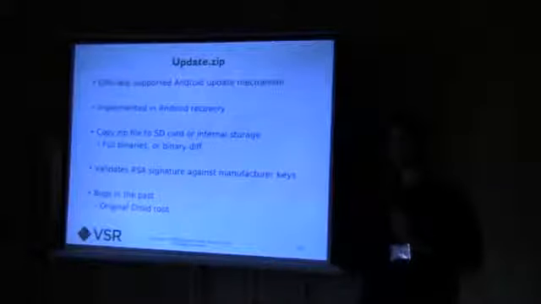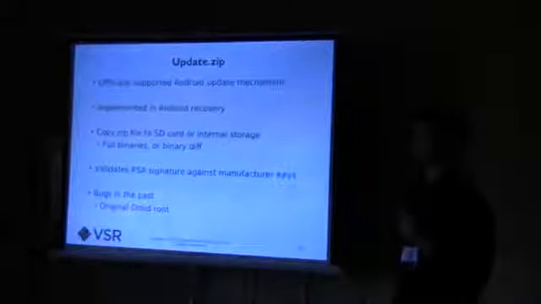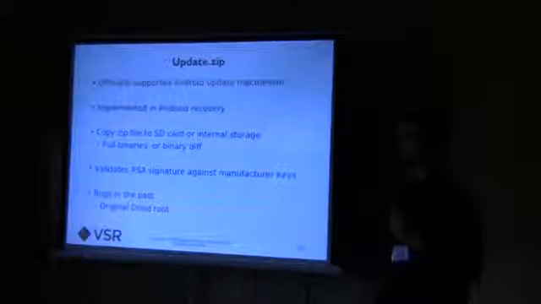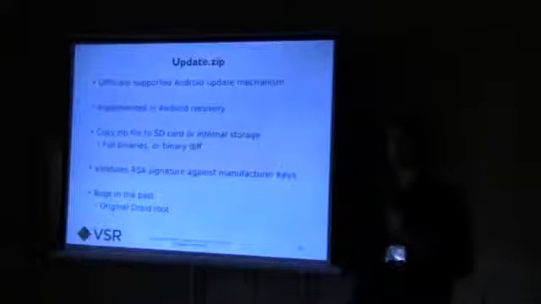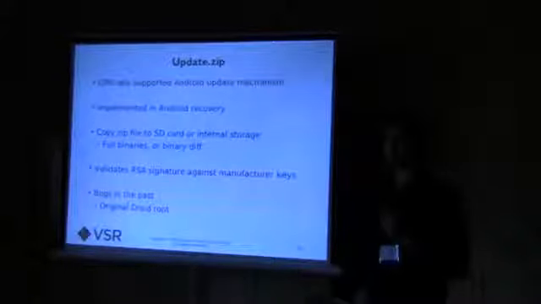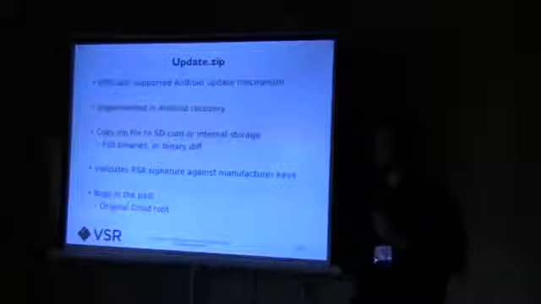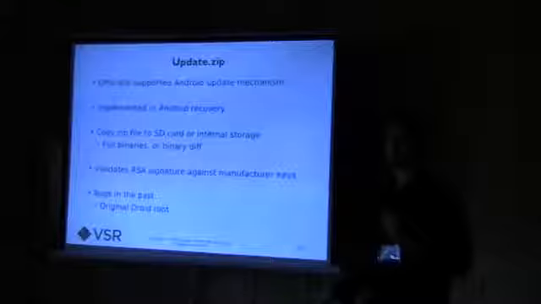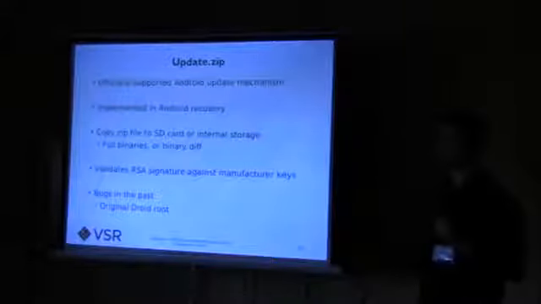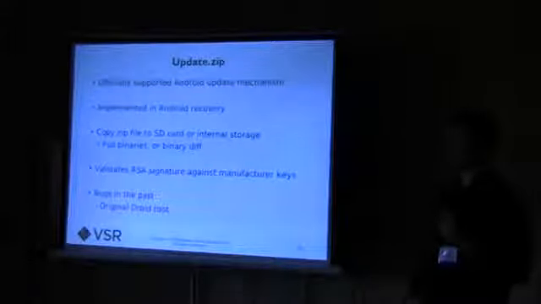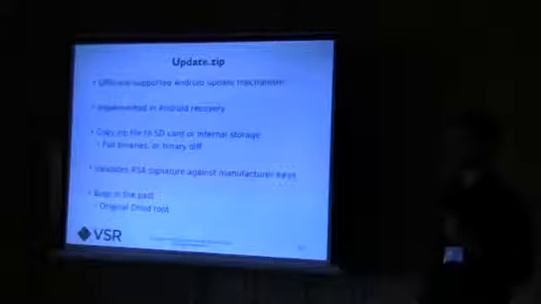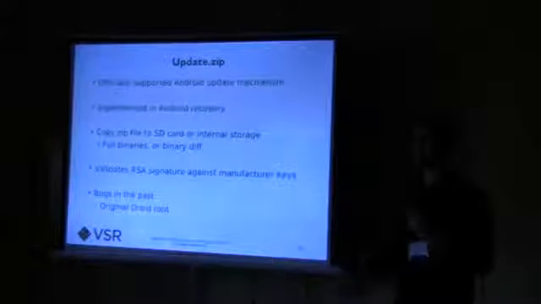The other officially supported Android update mechanism is called update.zip, and this is implemented in the Android recovery console. You can boot into it, and there's an option like flash update from SD card, it's probably called. And all this does, you copy a zip file to your SD card or internal storage, and this zip file contains some metadata that tells it how to perform the update, and either full binaries or a binary diff, and it validates an RSA signature against manufacturer keys stored in your device, and then will apply the update.